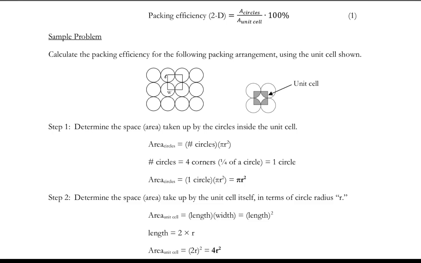That's what will go in the numerator of our packing efficiency equation. Step 2, determine the area occupied by the unit cell itself in terms of the circle radius r. So the area is the length times the width. Well, it's a square, so we have equal length, so we have length squared. In terms of r, we see length equals 2r. So then the area of the unit cell is the quantity 2r squared, or 4r squared.